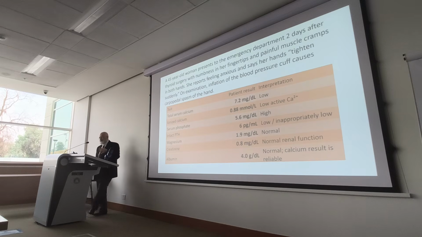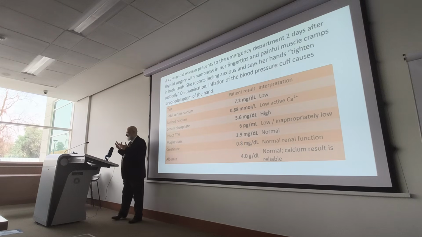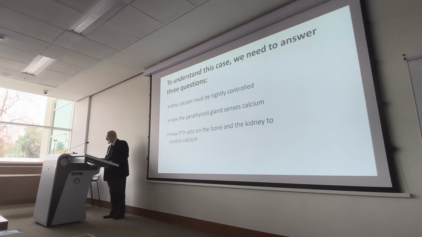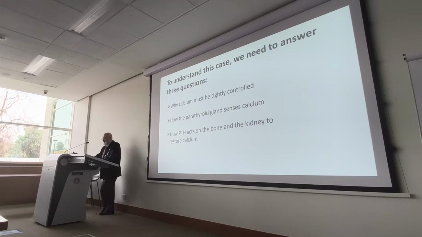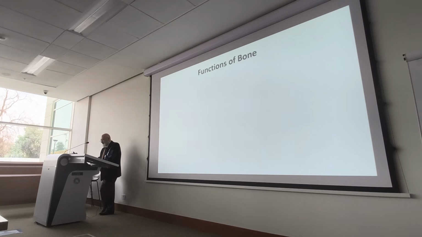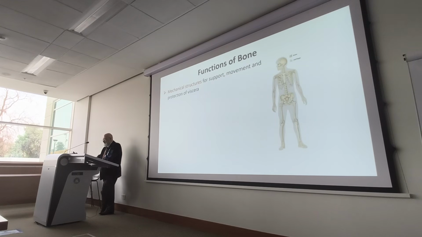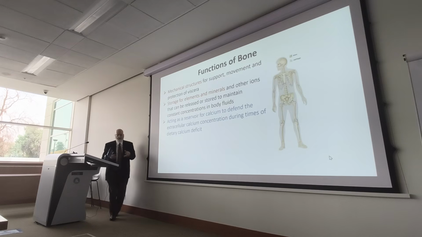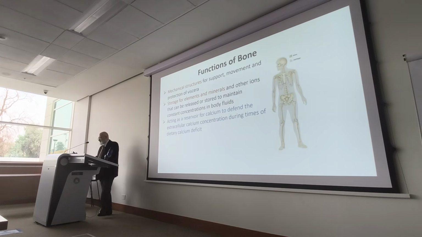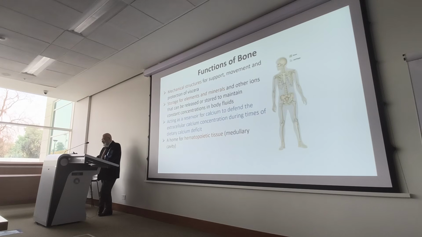This will be basically describing how calcium is controlled by PTH, as we'll see. So to understand this case, we should answer the questions: why calcium must be tightly controlled, how the parathyroid gland senses calcium, and how the PTH acts on both bone and kidney to restore calcium. In the histology lecture, I showed you the functions of the bone. I said mechanical structure, but the main thing is also storage of elements, acting as a reservoir for calcium. This is the main mineral that gets stored in the skeleton. And the concentration in the extracellular fluid, as we'll see, is very, very sensitive to changes.